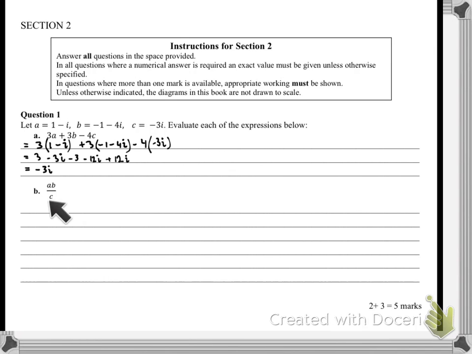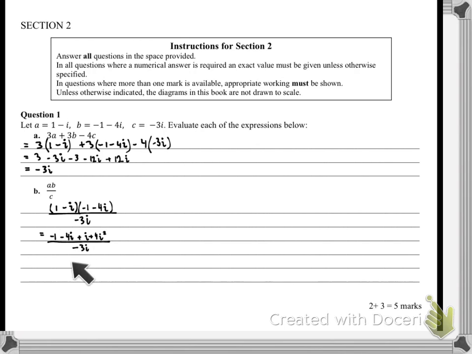Same next part, A times B divided by C. So again we substitute them in. There we go. Oh, these are just complex numbers. Okay, so what we're doing here, we've got a complex number times a complex number, so distribute by expanding the brackets. There we go, we've got this i squared, divided by this negative 3i.